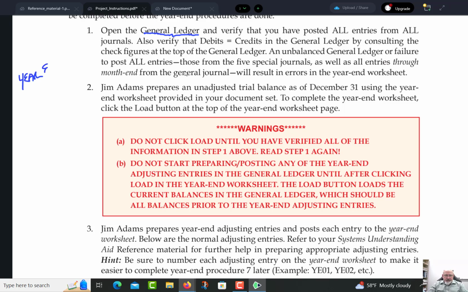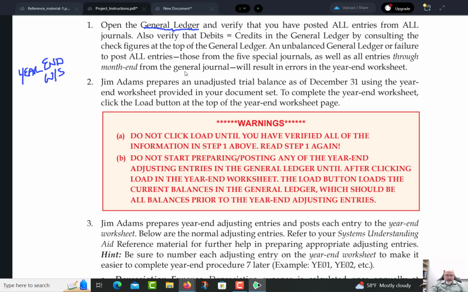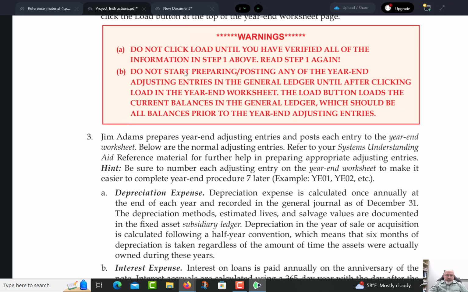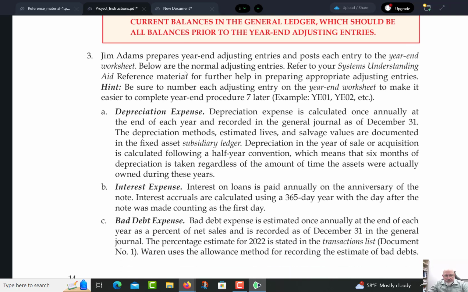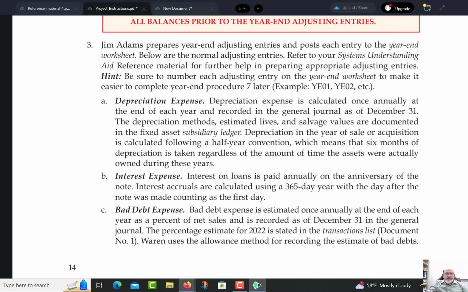Okay, so the year-end worksheet, basically, you're going to put these unadjusted GL numbers into that. Make sure you get that in there. Then you're going to do year-end adjusting entries. So here there are a couple of things I need to tell you about this. Number one, with depreciation expense, they're going to calculate it once a year at the end of the year. And the depreciation method is going to be straight line.